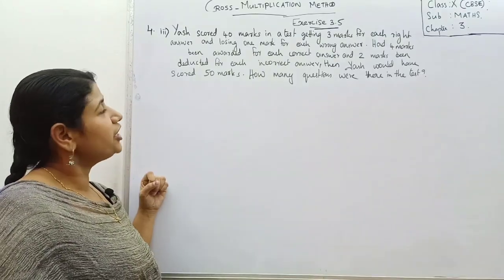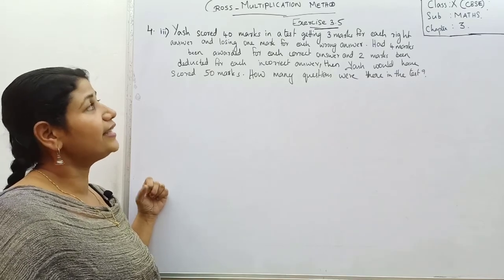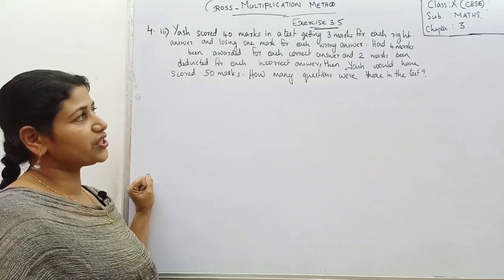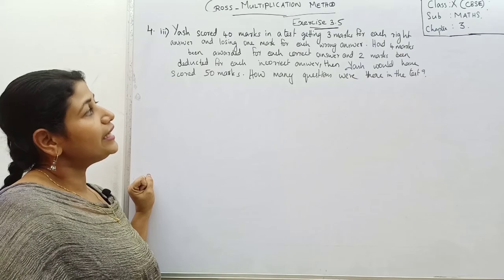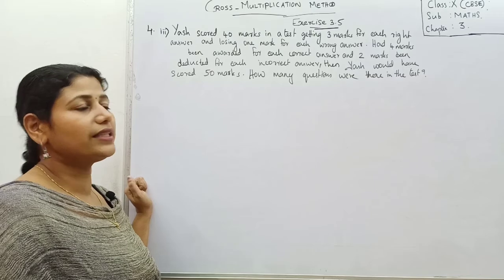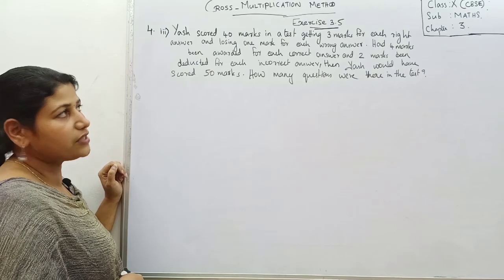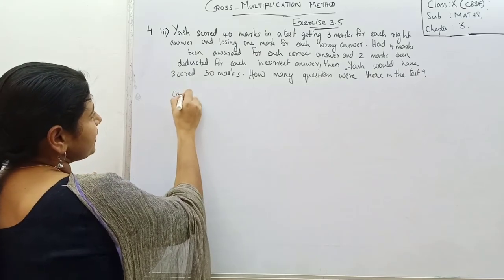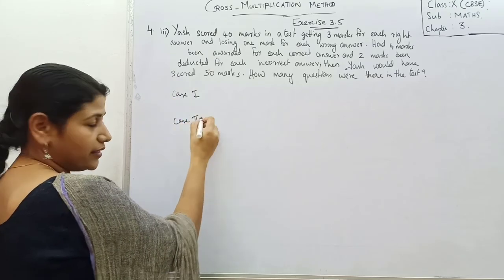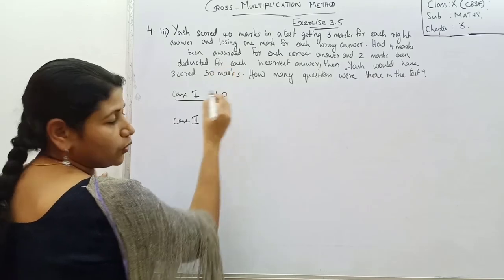Third question. Yash scored 40 marks in a test, getting 3 marks for each right answer and losing 1 mark for each wrong answer. Had 4 marks been awarded for each correct answer and 2 marks been deducted for each incorrect answer, then Yash would have scored 50 marks. How many questions were there in the test? So, Yash, a boy, was attending a competitive exam. In that, there are 2 cases. Case 1 actually happened to him. Case 2 is an imaginary one. So, in the first case, he scored 40 marks, a total of 40.